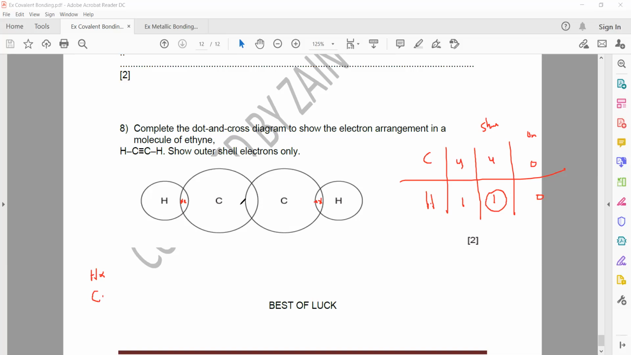So each carbon has shared 1. They can share a maximum of 4, so how many are left? Three of them are left. So the two carbon atoms will form a triple covalent bond with each other. And you can identify it because there are three lines here. What does each line represent? Each line represents a pair of electrons. So if three lines are there, it means three pairs of electrons or 6 electrons. Is it clear? Any doubt in this?